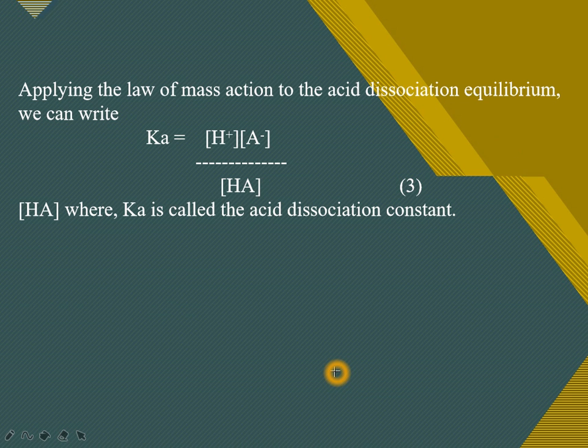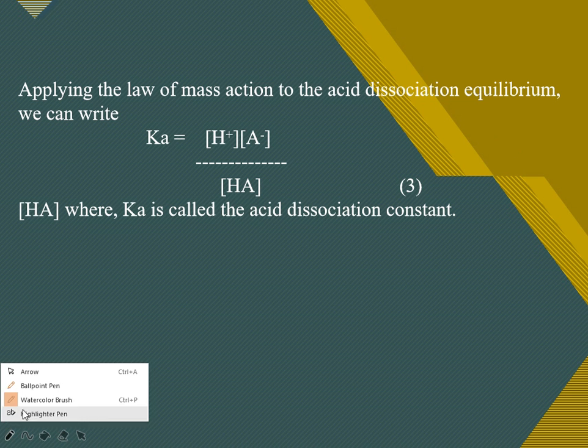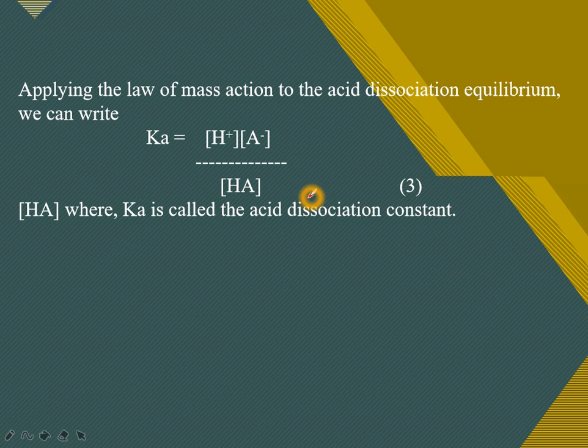The law of mass action we can discuss in the next topic. By applying the law of mass action to this acid dissociation equilibrium, we can write Ka is equal to the concentration of H plus times the concentration of A minus divided by the concentration of HA. Here Ka is called the acid dissociation constant, and HA is an acid.